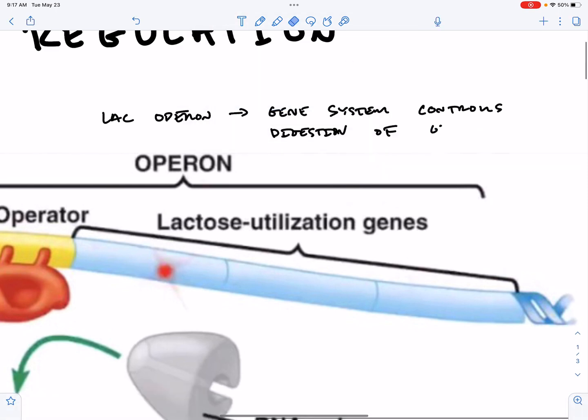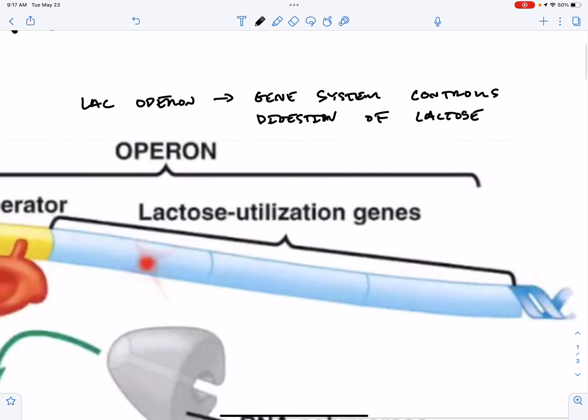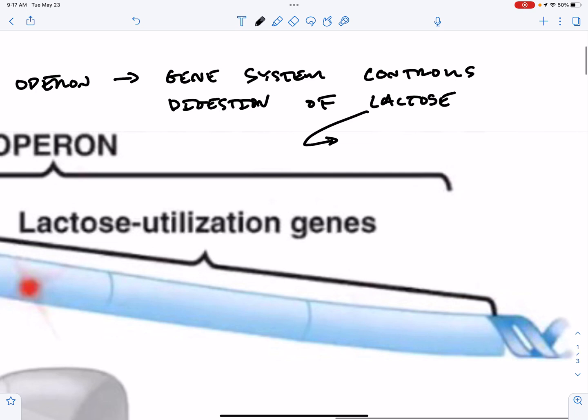Many of you know lactose. It's a milk sugar, found in milk among other things. It's a disaccharide, so two sugar groups together: glucose and galactose.